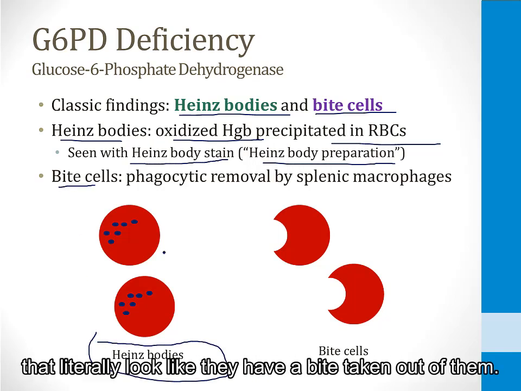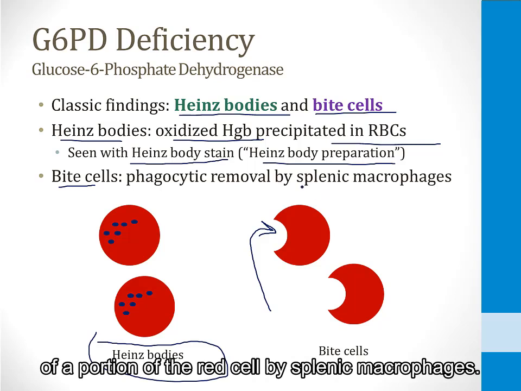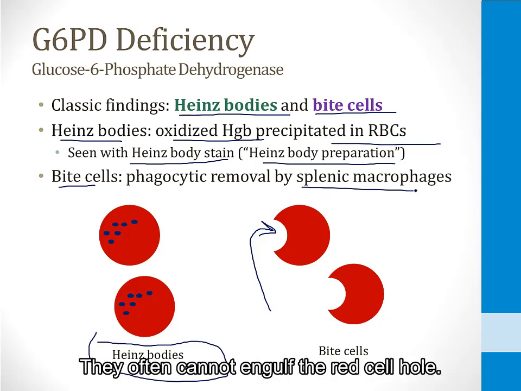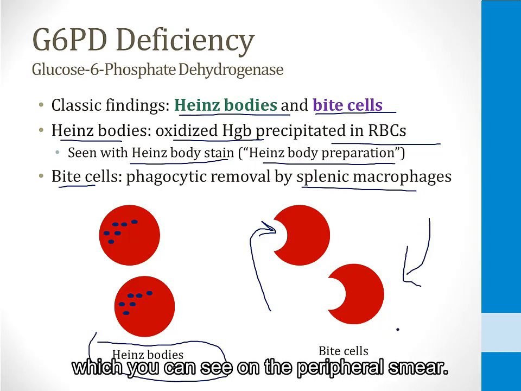Bite cells are cells that literally look like they have a bite taken out of them, and this is because of phagocytic removal of a portion of the red cell by splenic macrophages. They often cannot engulf the red cell whole, so they take a piece of it out, and this results in the formation of bite cells, which you can see on the peripheral smear.